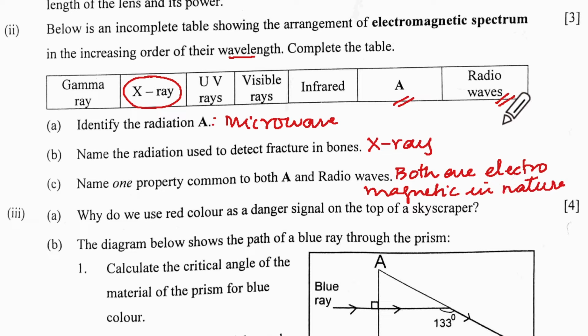Now, it is saying electromagnetic spectrum. So, probably the examiner will say electromagnetic in nature, I will not accept. So, is there another property that both of them share? Yes. Microwave and radio waves, they both have long wavelengths. That means they can be used for communication. So, you will say both. Mark this as bullet one. And you will say both are used in radar. Okay, for this.